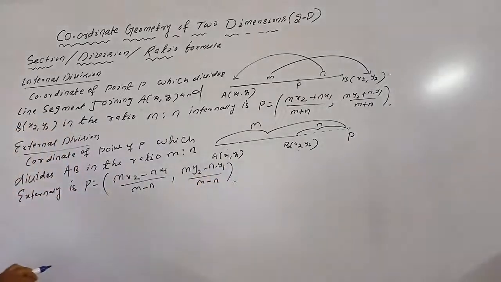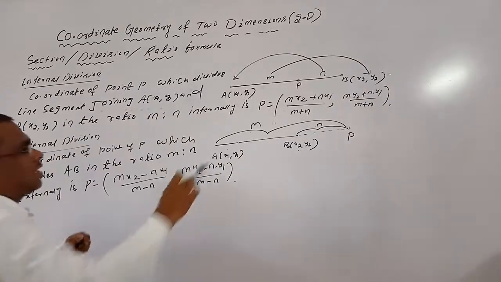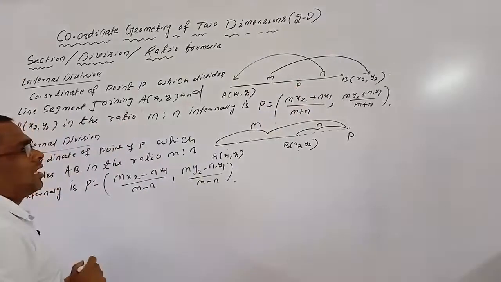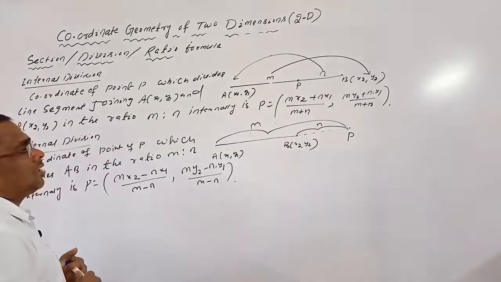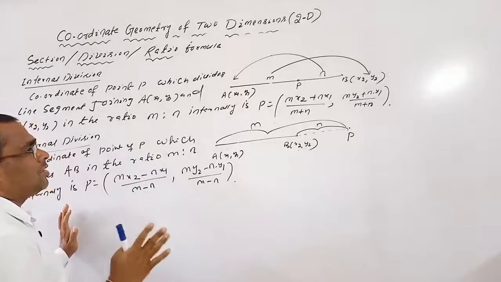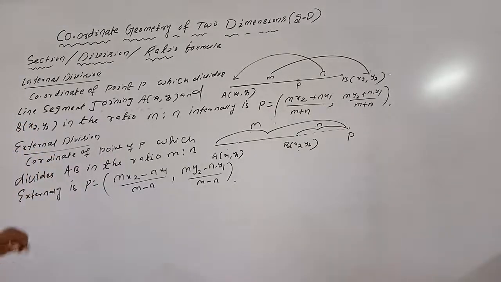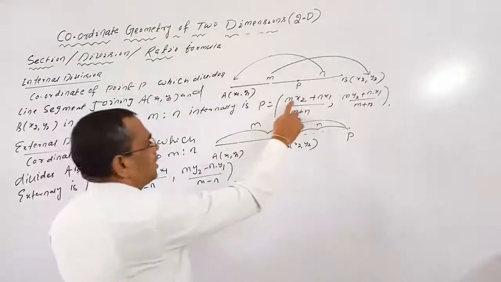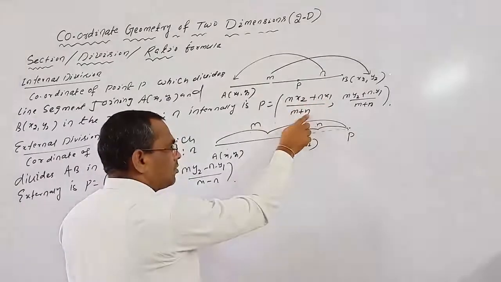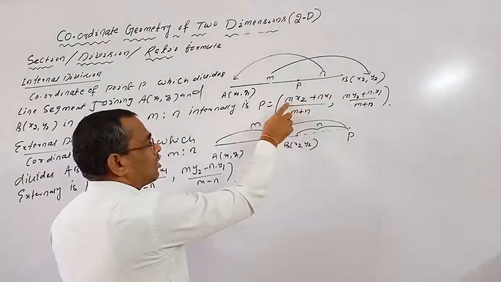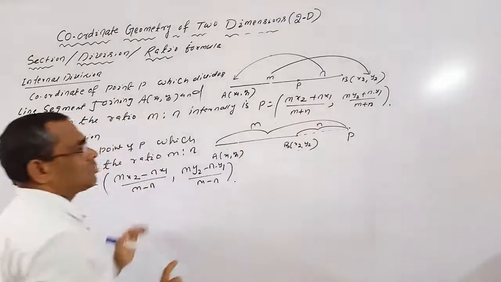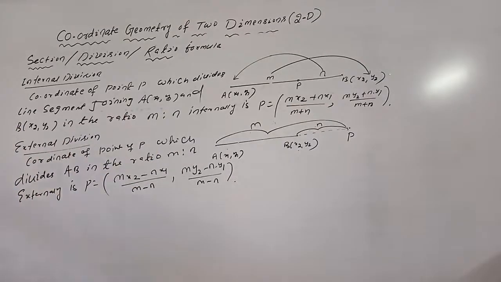Okay, but if m equal to n in the internal division, then P will be the midpoint of the line segment AB. So in the internal division formula, if we put n equal to m, then what happens? mx2 plus mx1 by m plus m, which is 2m. Taking m common and cancelling m, we get x2 plus x1 by 2, and like that y2 plus y1 by 2. And this is the midpoint.